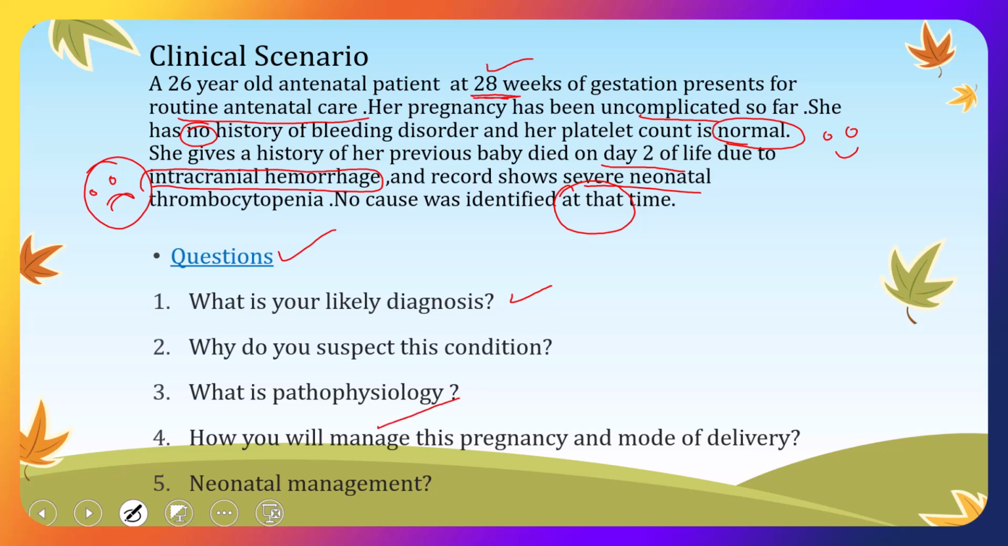How will you manage this pregnancy and mode of delivery? So you have to give the answer that in this pregnancy we are going to give this patient weekly intravenous immunoglobulin plus or minus prednisolone as well. And for the mode of delivery, ideally to save this baby from the same thing happening again, that is intracranial hemorrhage, we can go with elective C-section. Okay? So the neonatal management again depends upon the platelet count in the baby. If the platelet count is low, you can give HPA negative, irradiated and CMV negative platelet transfusions to the baby.